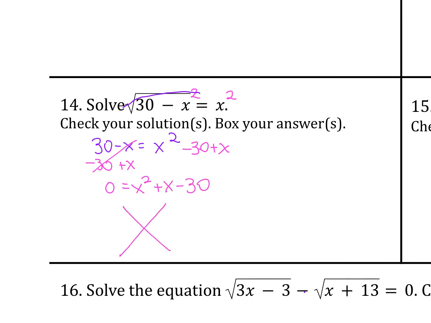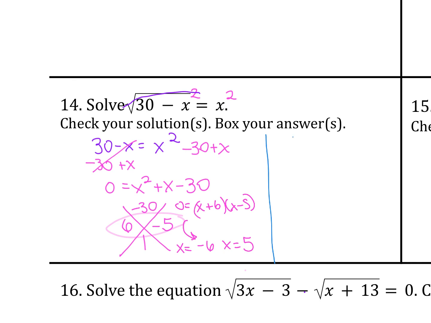So now you need to factor what multiplies to negative 30 that adds to a positive 1. So that's going to be 6 times negative 5, right? 6 times negative 5 is negative 30. 6 plus a negative 5 is a positive 1. So this factors to x plus 6, x minus 5. Then using the zero product property, we know that x is negative 6, and x equals a positive 5. So now you need to check your solutions by plugging them in.